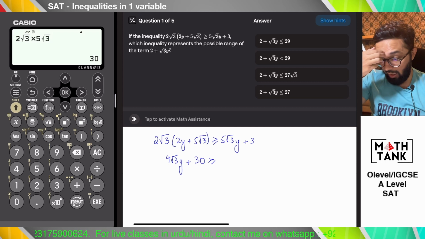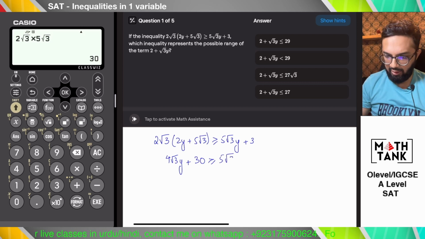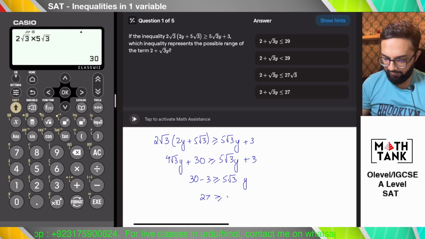Okay, then I have 5 root 3y here plus 3. I'm going to have some subtractions here, and I'm going to say that 30 minus 3 is greater than or equal to 5 root 3y, 27, 5 root 3y minus 4 root 3y, and that's root 3y.